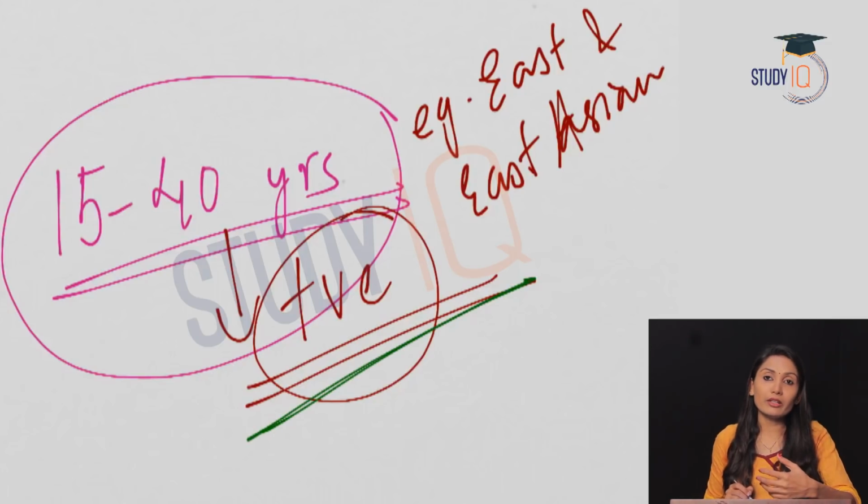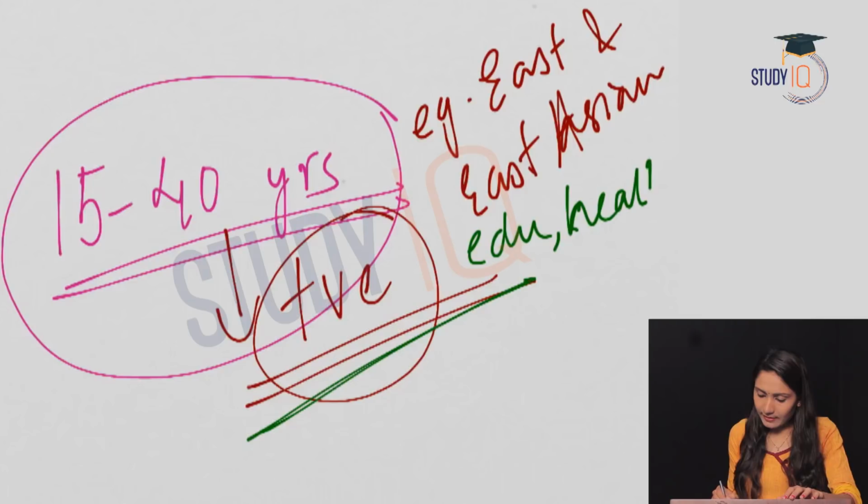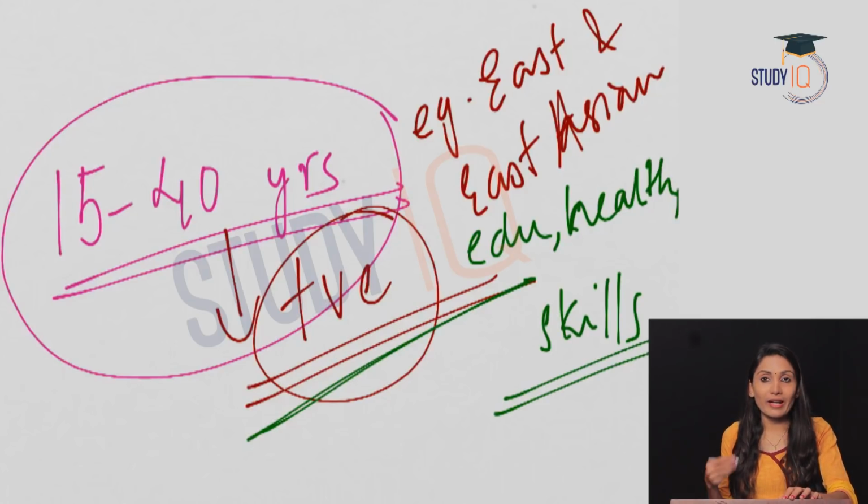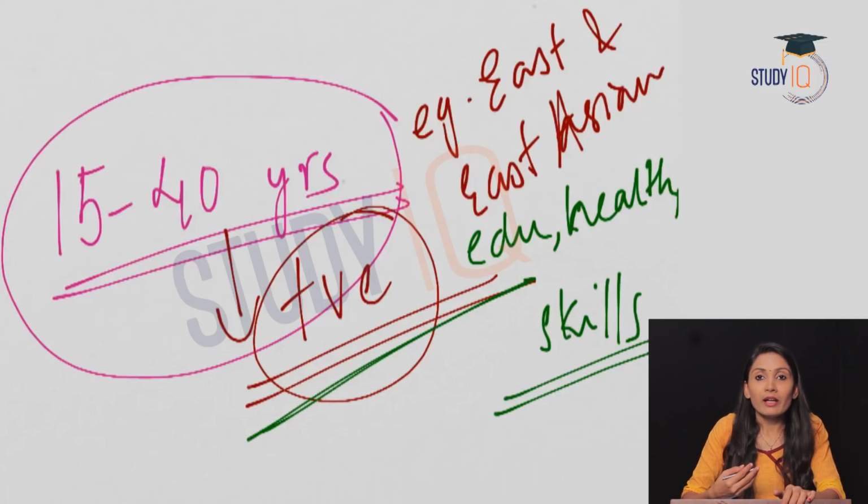What can be done in order to utilize the demographic dividend of a country? The government should provide education, health, skills, etc. to this working age population. So, providing education, health and skills will lead to improved employment rates in the economy, which will contribute more to the GDP of the economy.